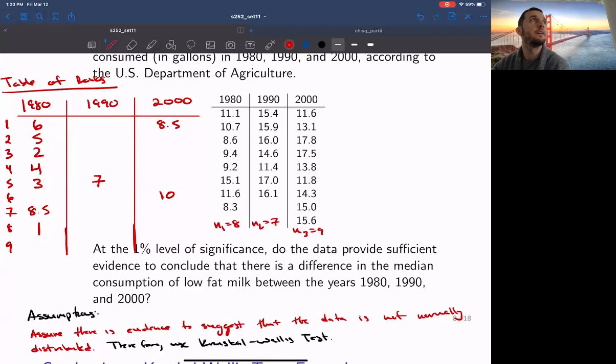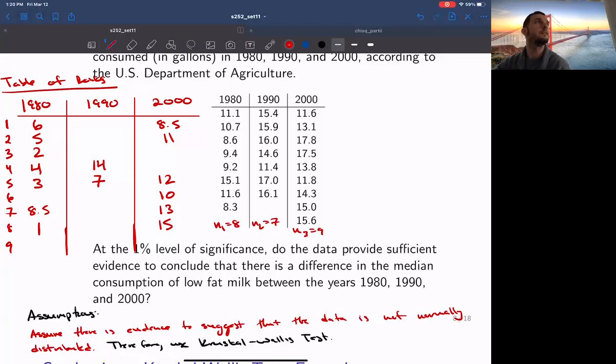Okay, and then rank 11 is the second observation from the year 2000. Rank 12 is the fifth observation from the year 2000. Rank 13 is the seventh observation from the year 2000. Rank 14 is the fourth observation from the year 1990. Rank 15 is the eighth observation from the year 2000.